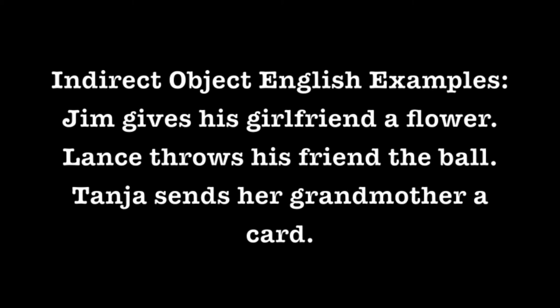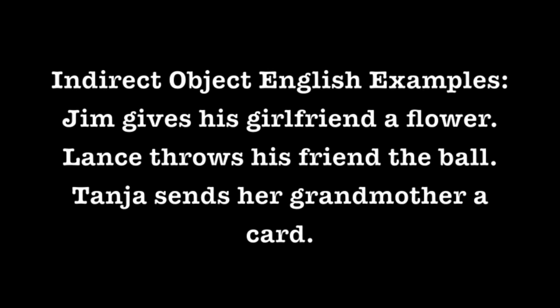Jim gives his girlfriend a flower. Jim is the subject of this sentence. The direct object is what he is giving, in this case, a flower. The to whom he is giving the flower is his girlfriend, which makes his girlfriend the indirect object. Lance throws his friend the ball. Lance is the subject, the thing being thrown is the ball, and that makes that the direct object in the accusative case, and his friend is the indirect object, also known as the dative case.